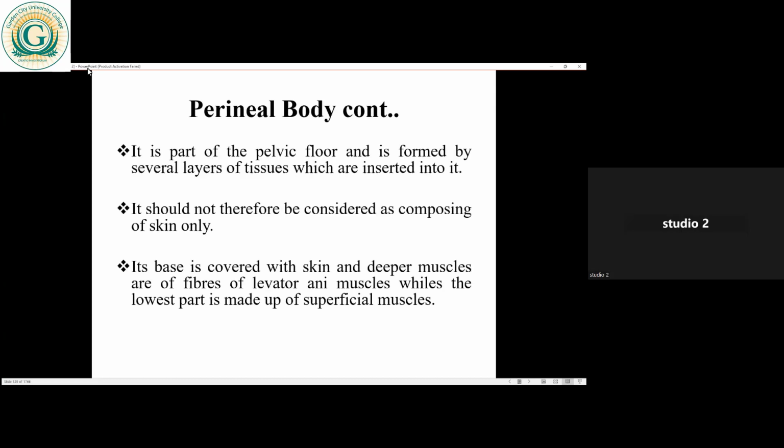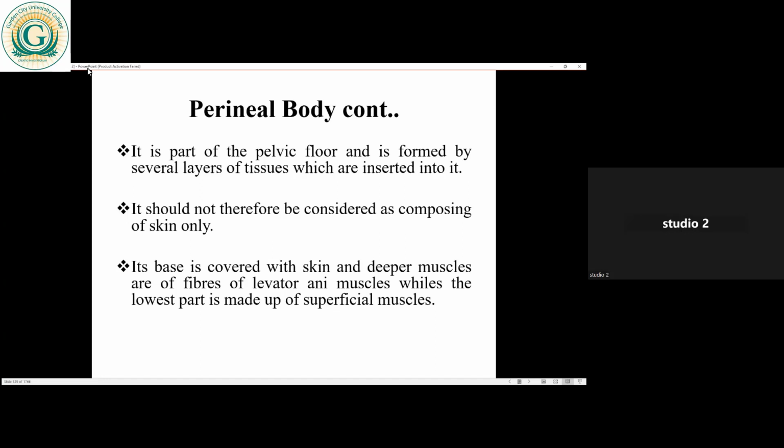Now, it is a part of the pelvic floor and is formed by several layers of tissues which are inserted into it. When the midwife cuts through the perineum or perineal body, you see that it has layers. It's not just one skin layer. So when they are suturing it, they also suture it in layers. If you suture only the top, what will be left under will get infected, and the woman will get gaping of the wound, and that's very dangerous. So you should know that the perineal body is layered.